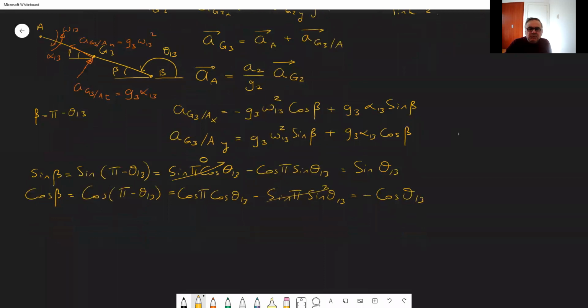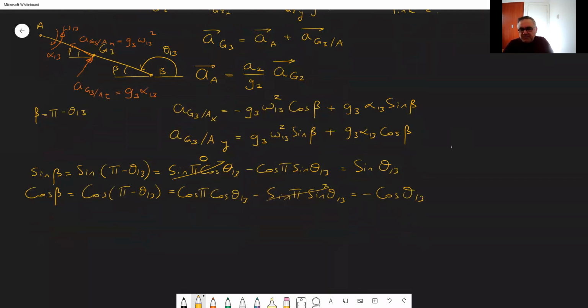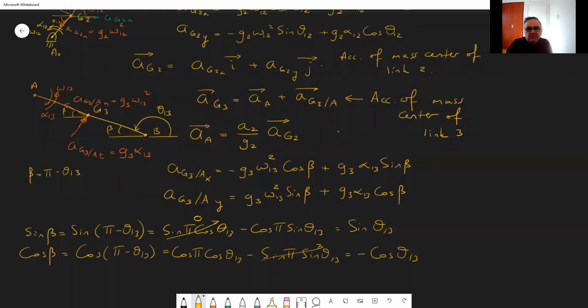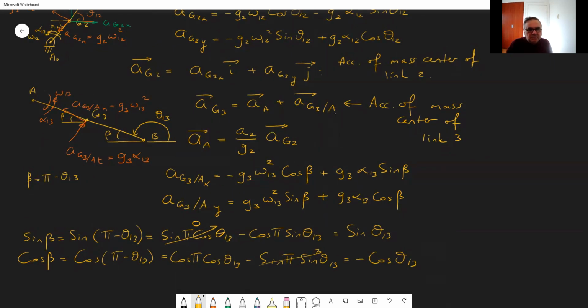Okay, once you find these, you have found the acceleration of the mass center of link 3. And also the same for the acceleration of the mass center of link 2 is found.